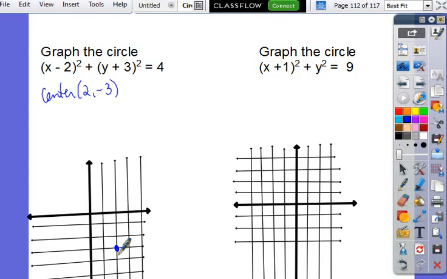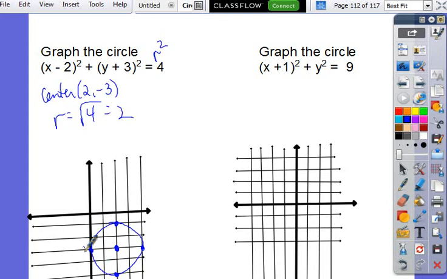The radius, what is the radius? 4. That's what everybody says. Everybody's wrong. It's the square root of 4, which is 2, because this number is really r squared. So I've got to square root that every time to find the radius. All you've got to do is take the radius, go from that center point up, right, down, left. There's your circle. I got a square. Well, we don't need to draw it like this. We're not connecting the points. We're drawing a circle.